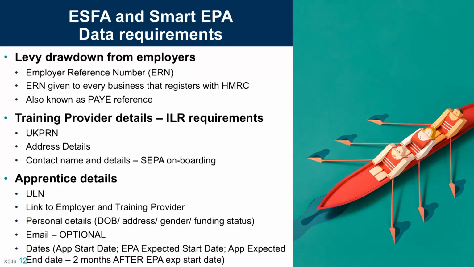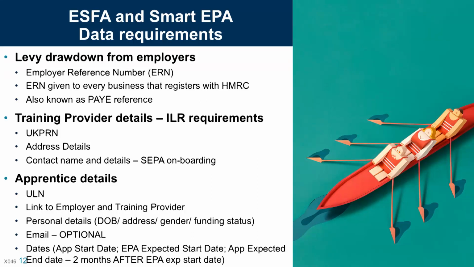In terms of the training provider details, again, these are ILR requirements, and we have been collecting them. And again, these are essential data fields to collect. So all of you are familiar with the UK PRN number, the address details of the provider, and we do need contact name and details, and these are essential for us to onboard users onto Smart EPA as well. And then in terms of the apprentice, the details we need would be specifically the ULN number.